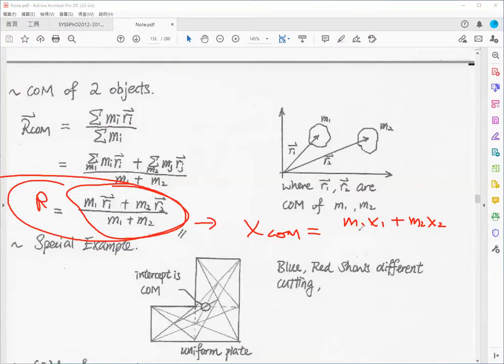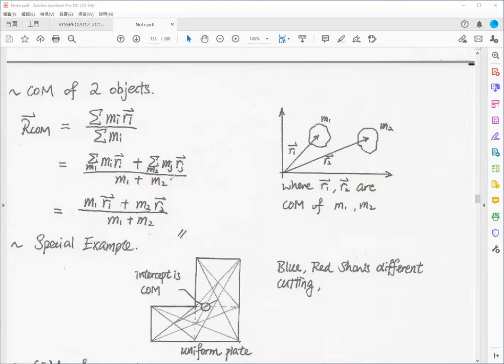M1x1 plus M2x2 divided by M1 plus M2. So x1 and x2 are the x coordinates of the mass. Then you may ask how you set the coordinate system. It totally depends on you. It's fine if you set it in any origin, it doesn't matter at all. Then let's move on.